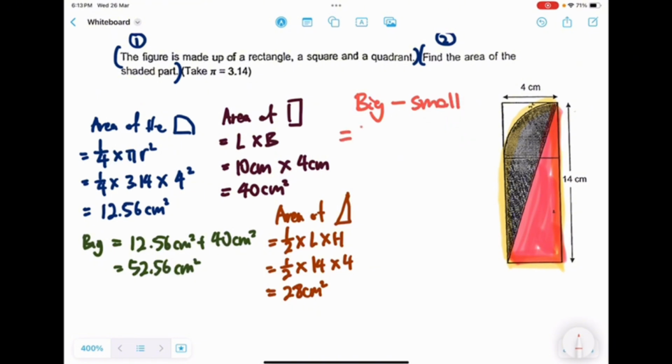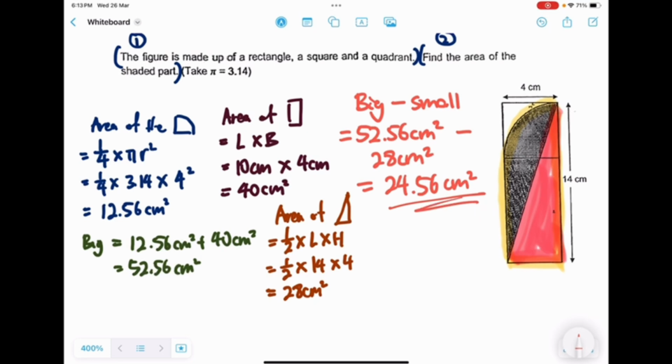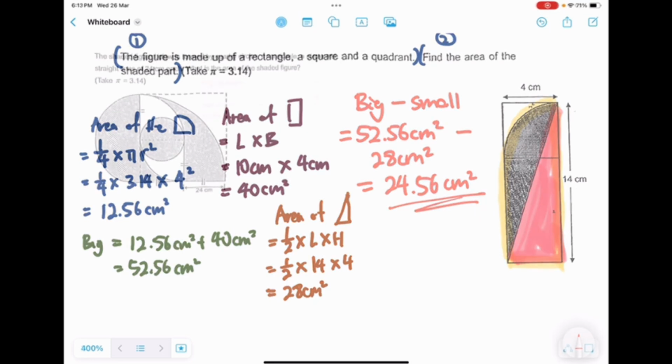And that would simply be 52.56 cm square minus 28 cm square. And that would leave me with 24.56 cm square. And this is my answer for this question.